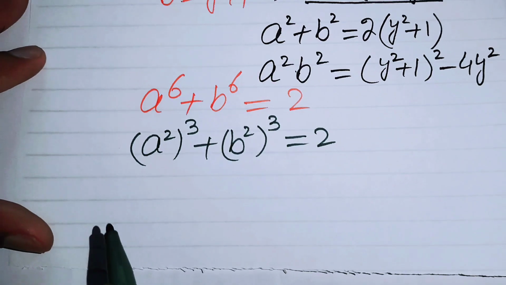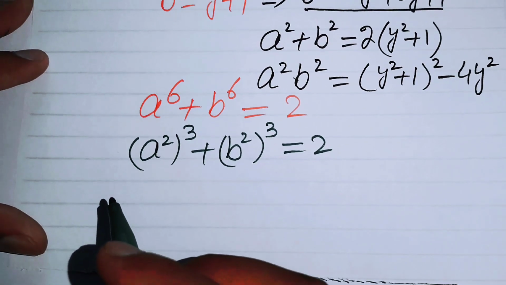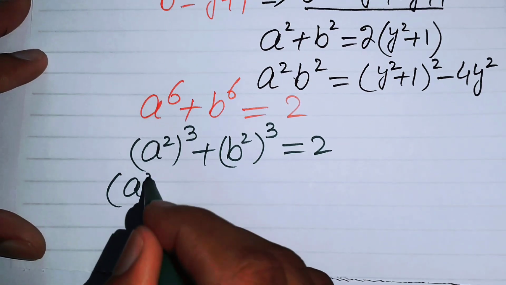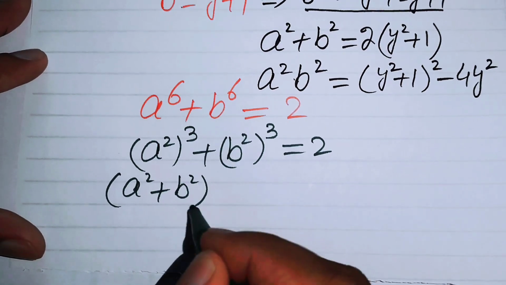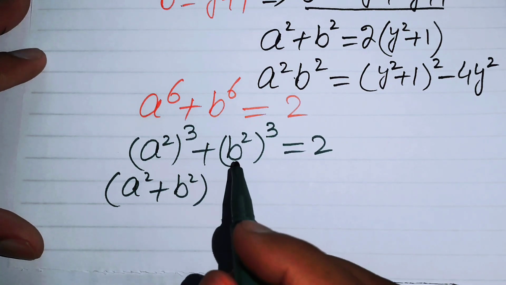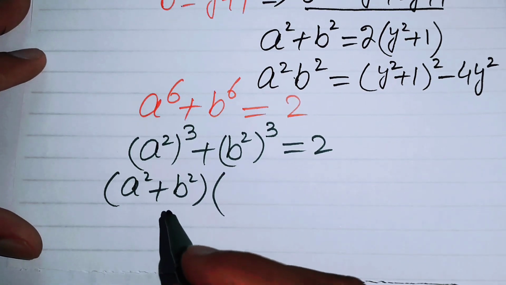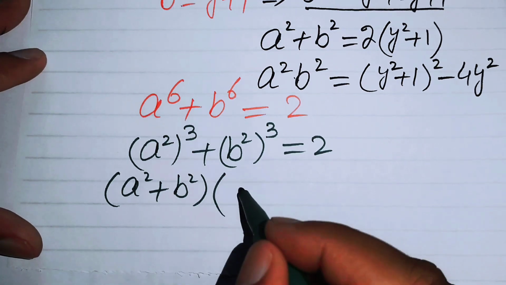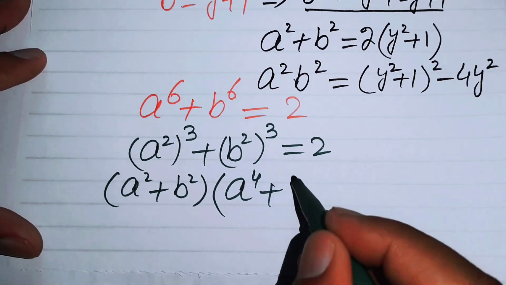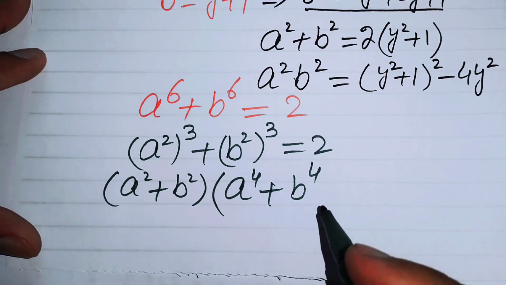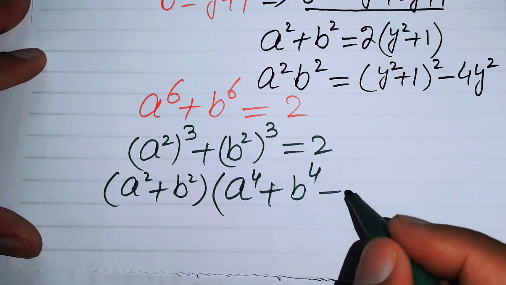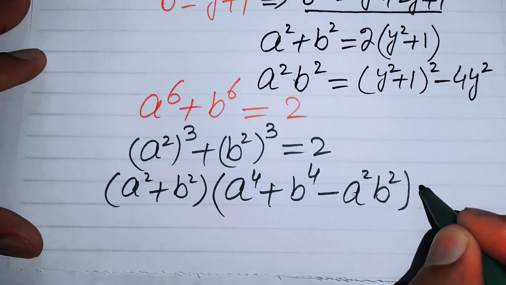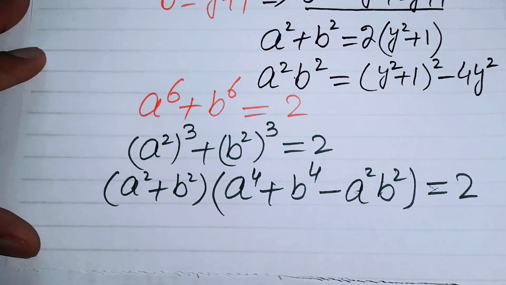And now you can apply the nice cubic formula here. The cubic formula is (a + b) times (a^2 - ab + b^2), where the value of a is a^2 and the value of b is b^2, so it becomes (a^2 + b^2) times (a^4 + b^4 - a^2 b^2), and this whole is equal to 2.